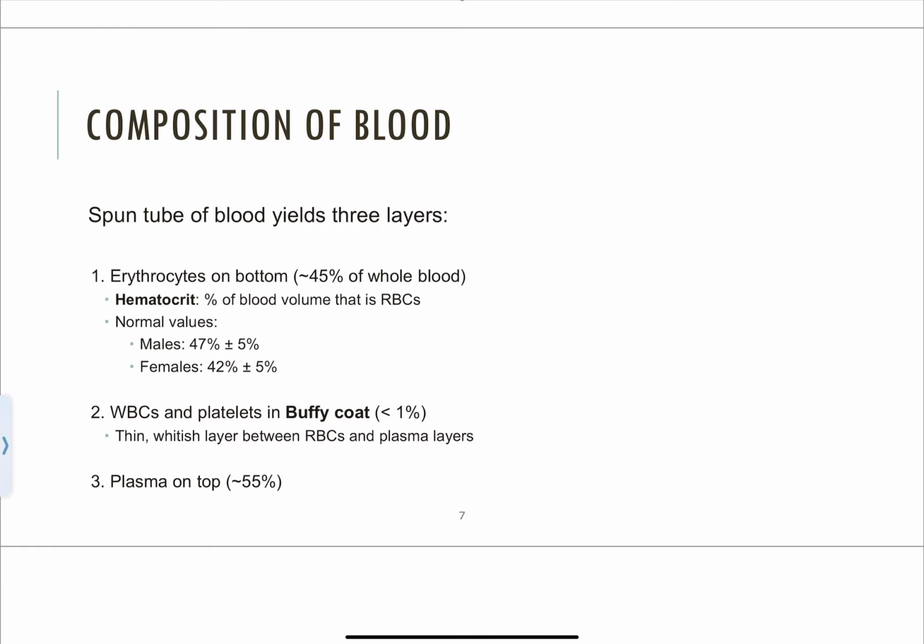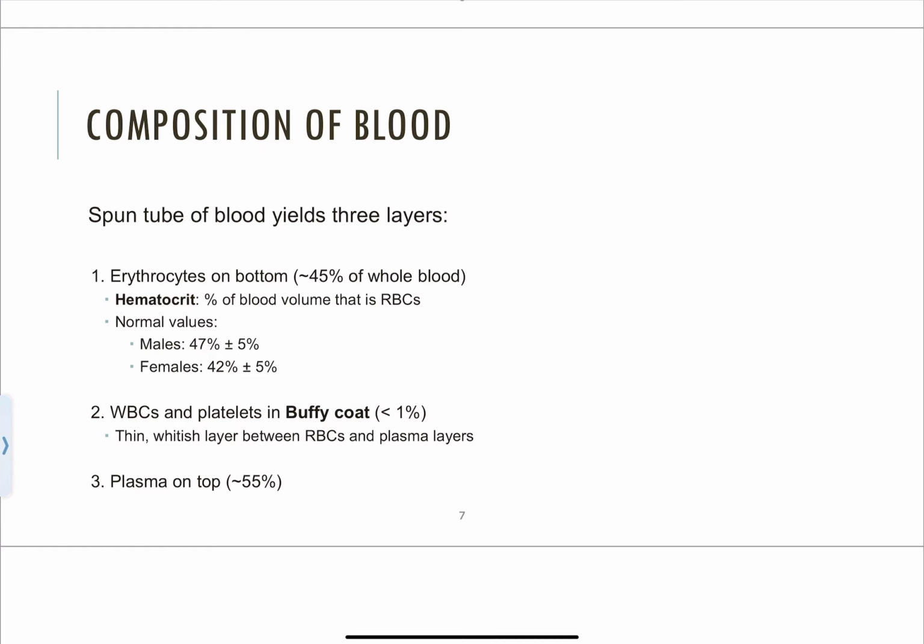And then we're going to have a separate layer, which we refer to as the buffy coat. This one's going to lie directly on top of our erythrocytes. It's really, really thin and small, but this is going to contain both our leukocytes as well as our platelets. And then the top layer, after we centrifuge our blood, is going to contain the plasma. Which is slightly more than half. So about 55% of our whole blood is actually plasma.